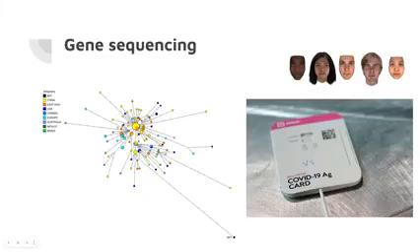Some non-COVID examples include which genes are expressed under varying conditions, which strains of bacteria carry antibiotic-resistant genes, and also we're able to recreate facial features from just a drop of blood. So that's what this is.